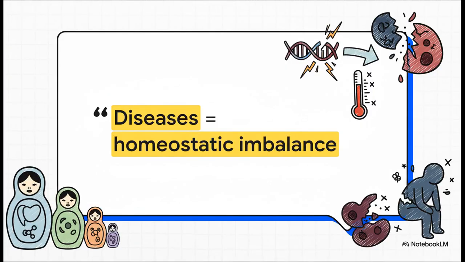And this right here is the critical takeaway. Disease is, simply put, a failure of homeostasis. When that balance gets thrown off at any level of our nesting doll, could be a flaw in a molecule, a rogue cancer cell, a failing organ, the entire system feels it. That imbalance is the disease.